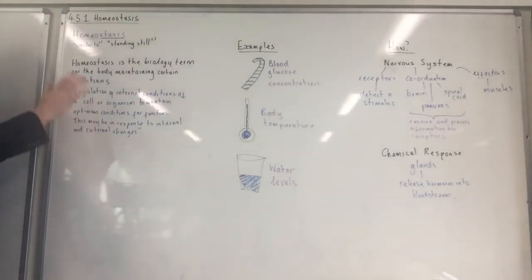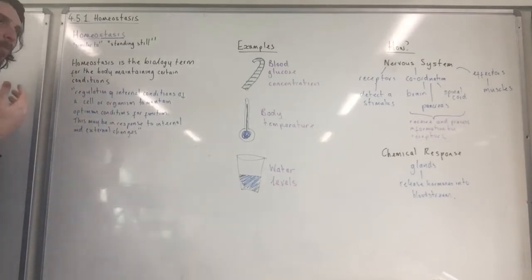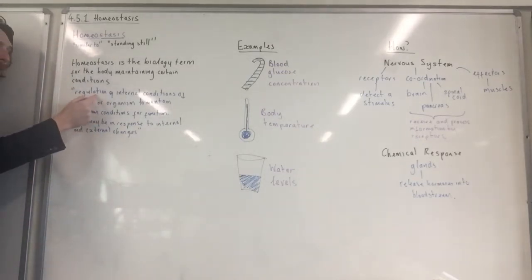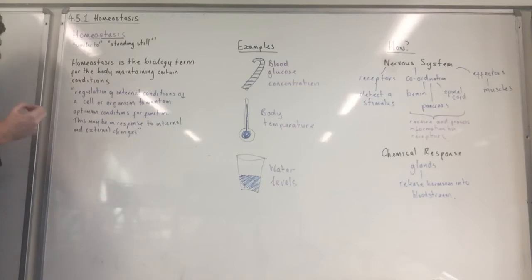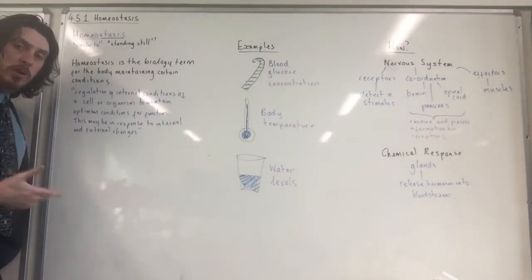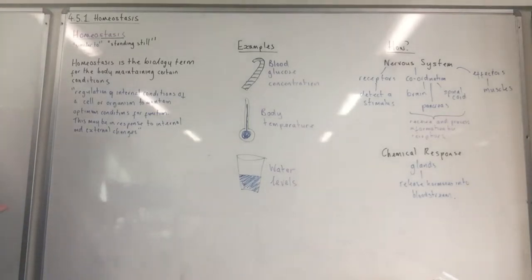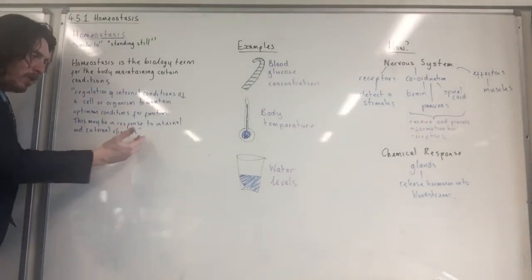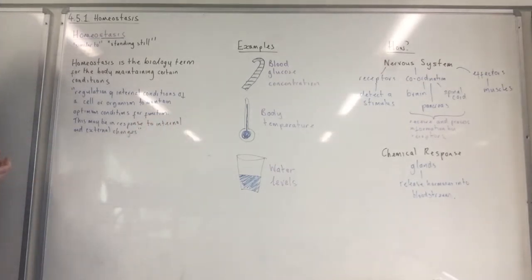Okay? So, maintaining certain conditions, if we were to use biological terms, what we're doing is we're regulating, which means keeping things the same. We are regulating the internal conditions of a cell or an organism, meaning living thing, to maintain optimum conditions for function. Optimum means the best conditions, and for function means to carry out the jobs. So what we're saying is, for example, keeping body temperature at 37 degrees so your body can do its jobs properly. Okay? So, this could be in response to internal and external changes.